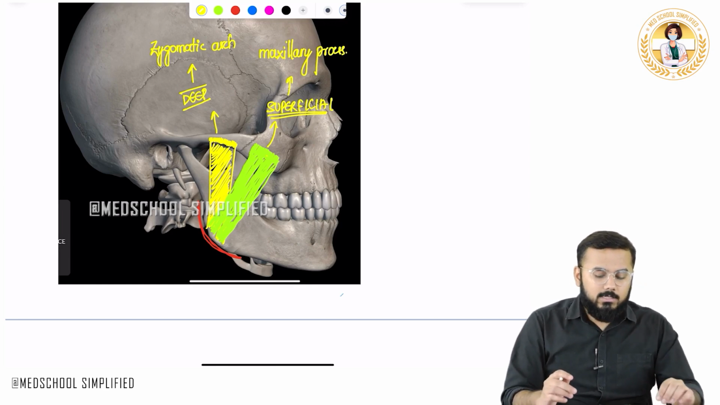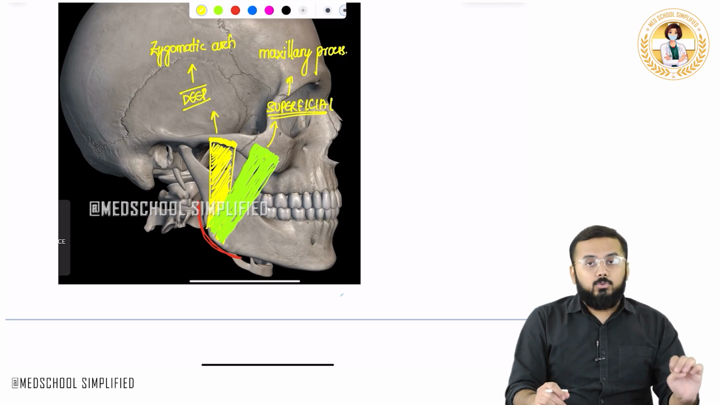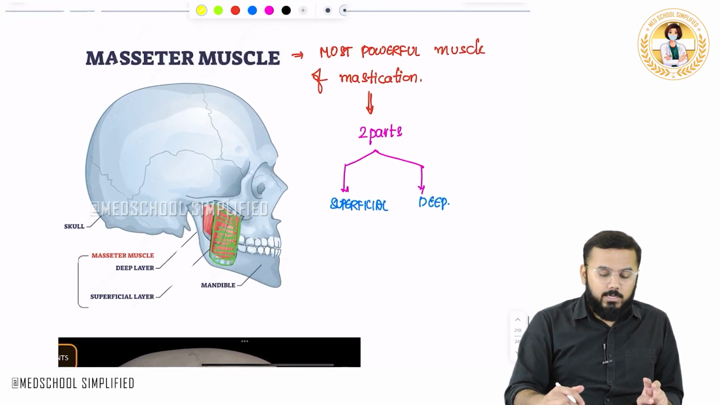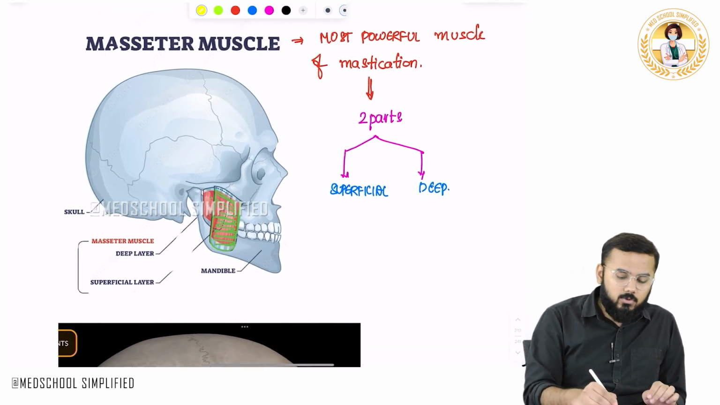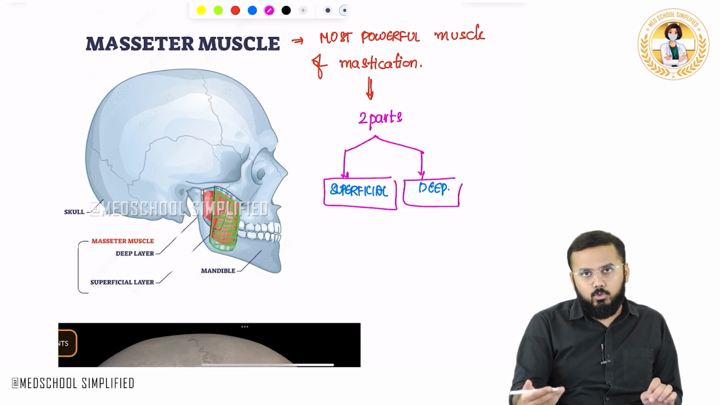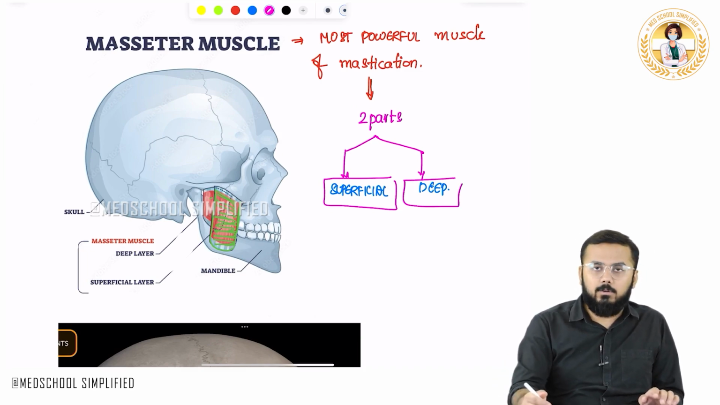Okay, so this is the complete description about your two muscles over here, that is two parts of the muscles. One is called your masseter muscle and the other one is called the superficial part of the masseter and the deep part of the masseter muscle.